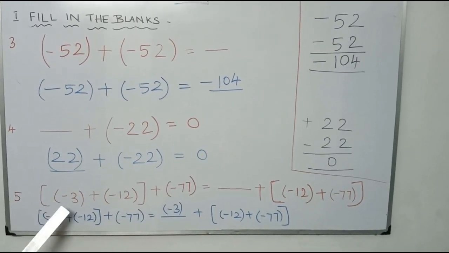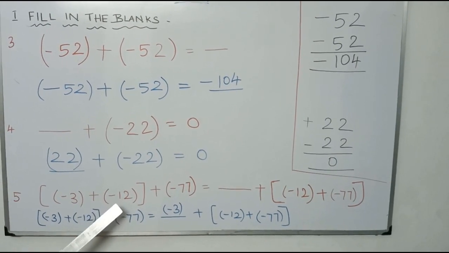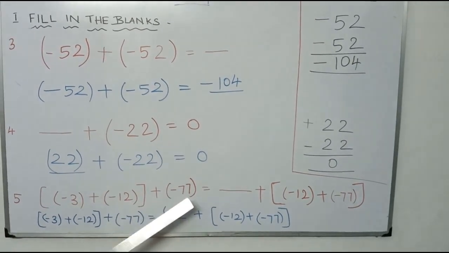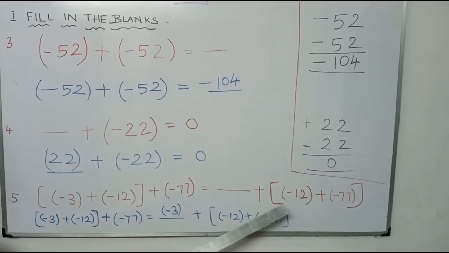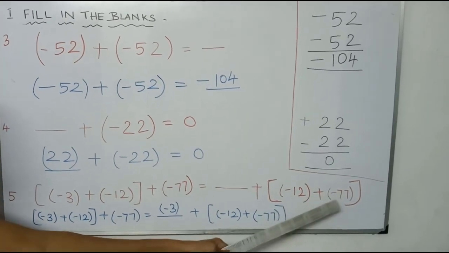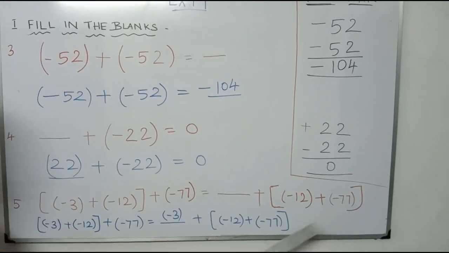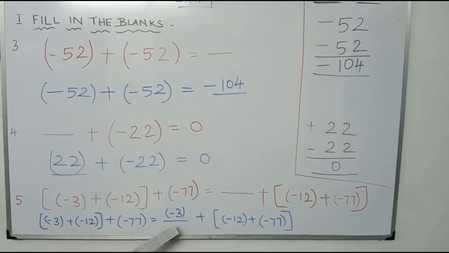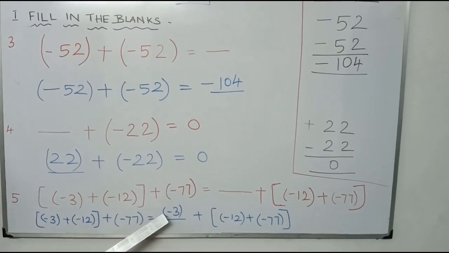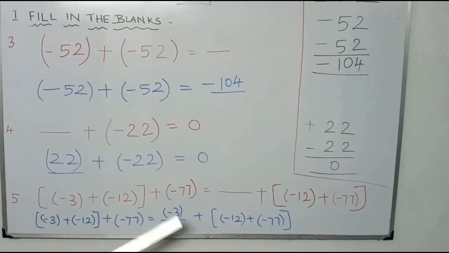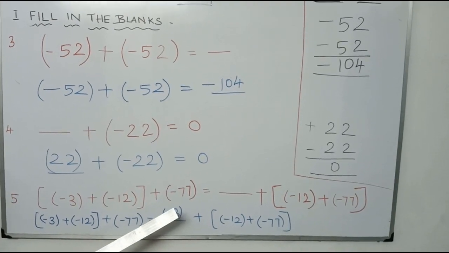Next, -3 + -12 + -77 is equal to blank plus within bracket -12 plus -77. The answer is -3. Based on the associative property, (a + b) + c is equal to a + (b + c).